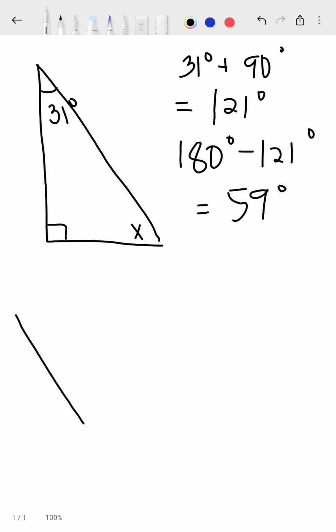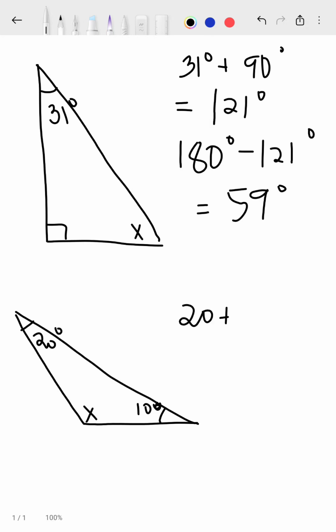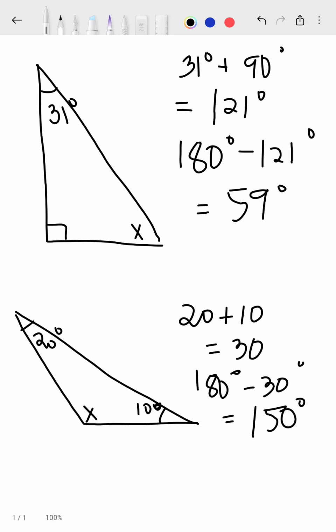Next one. So I have this triangle. Let's say this one is 20 and this one is 10. What is the measure of this angle? So you just need to add again 20 and 10, and that will give us a total of 30. Then subtract it from 180 degrees. So you will have 150 degrees.